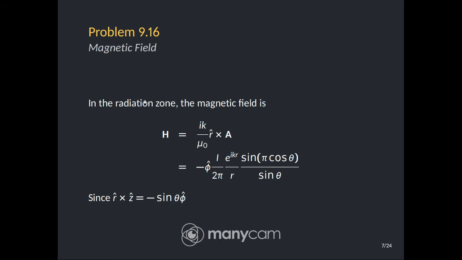In the radiation zone, the magnetic field is H equal to ik divided by mu naught times r hat cross the vector potential. Since the vector potential only has a z direction, r hat cross z hat gives us minus sine theta phi hat. So our magnetic field is minus phi hat times the current divided by 2 pi times exponential ikr divided by r times sine of pi cosine theta divided by sine theta.